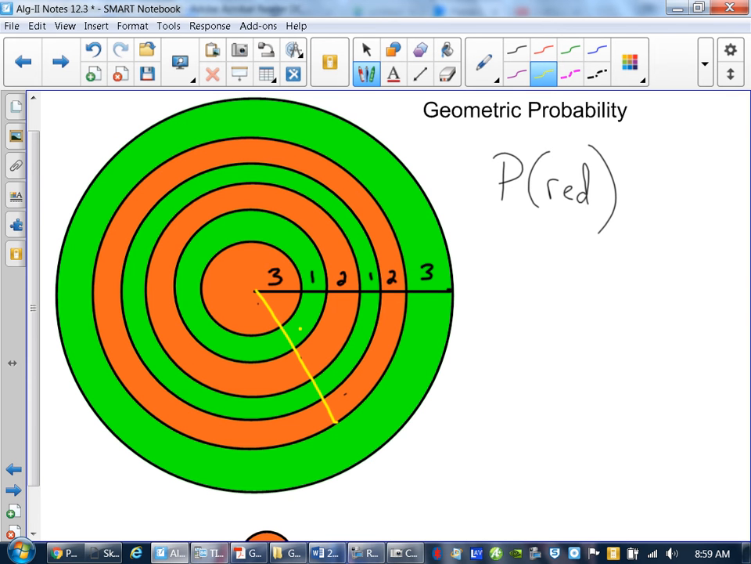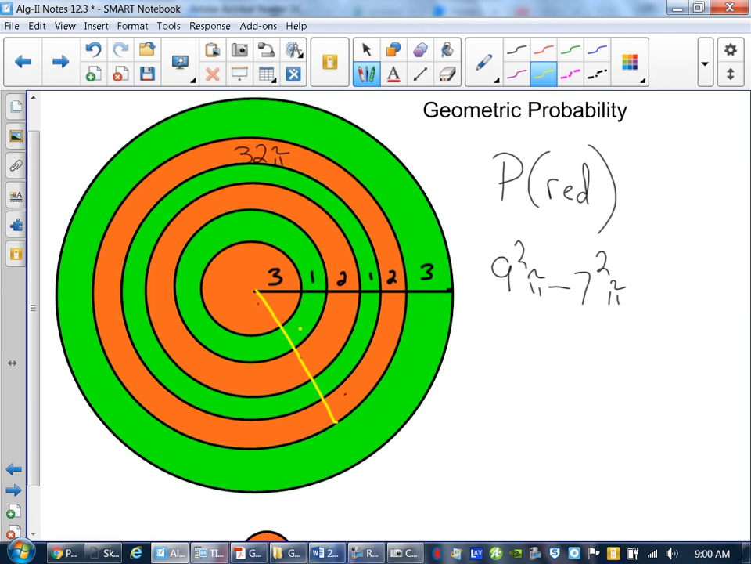So the outer ring would be 9 squared pi, subtract 7 squared pi. What's 9 squared? 81. What's 7 squared? 49. 81 subtract 49 gives you how much? 32. So the outer ring is 32 pi. You okay with that? How'd you do that so fast?